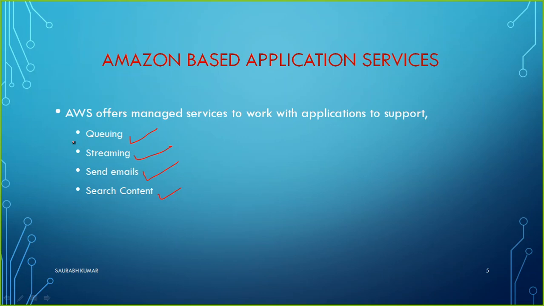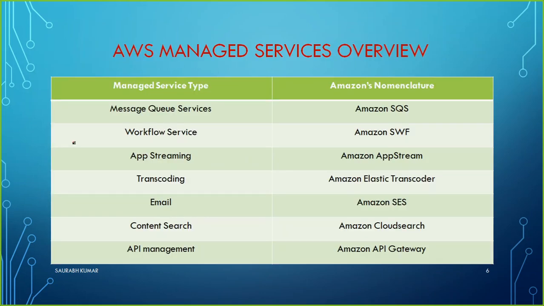I have mentioned some examples in the next slide also, like here you see. If you want to get any of these management service types, what exactly is the service name given by Amazon to get the same service or same response? So if you want a queue service, a message queue service, which service can you get from Amazon? Amazon SQS, Simple Queue Service.